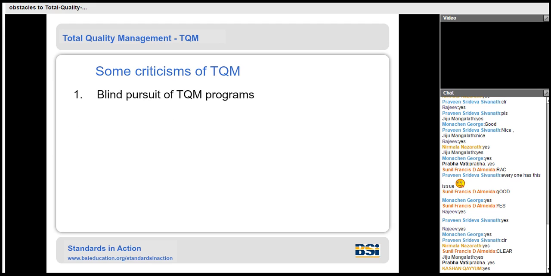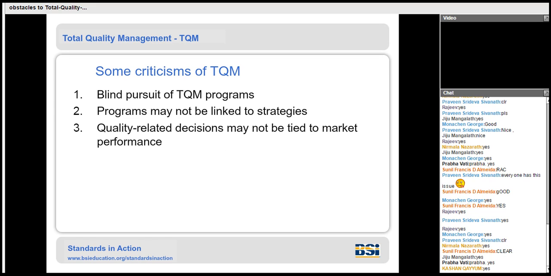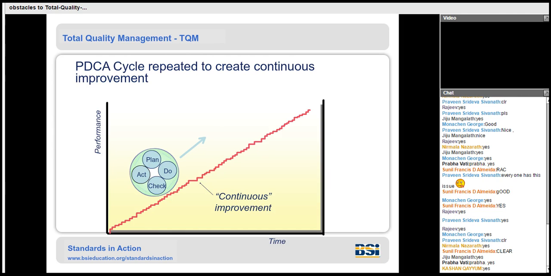So let us see some of the criticisms of total quality management. Blind pursuit of TQM programs. Programs may not be linked to strategies. These are some of the criticisms which some people have. Quality related decisions may not be tied to market performance. Failure to carefully plan a program.